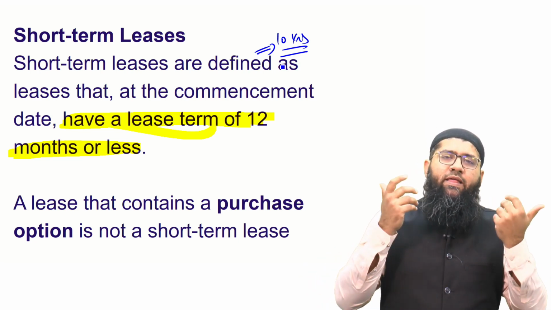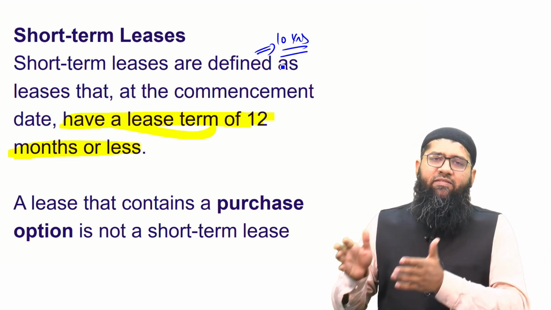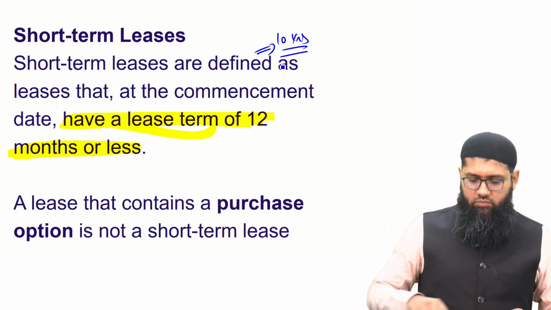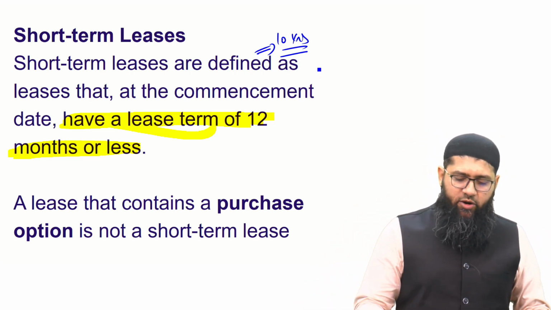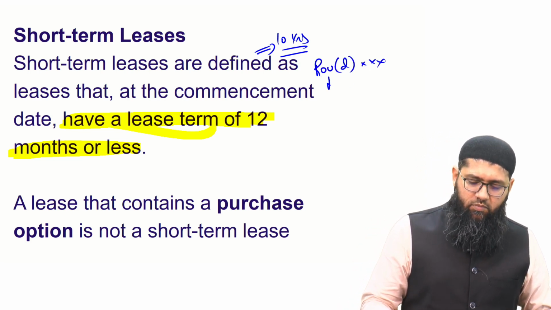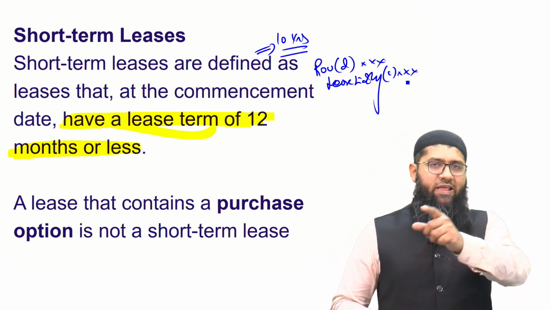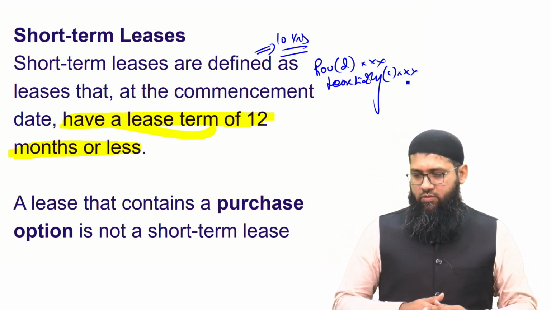You would classify it as a normal lease and you would recognize right of use of the asset debit and lease liability credit. So what are you simply going to do? You're going to say right of use of the asset debit and lease liability credit, if in substance it's a lease of more than 12 months.